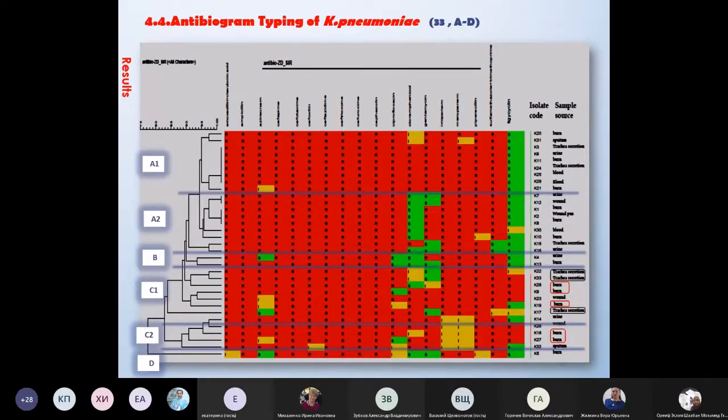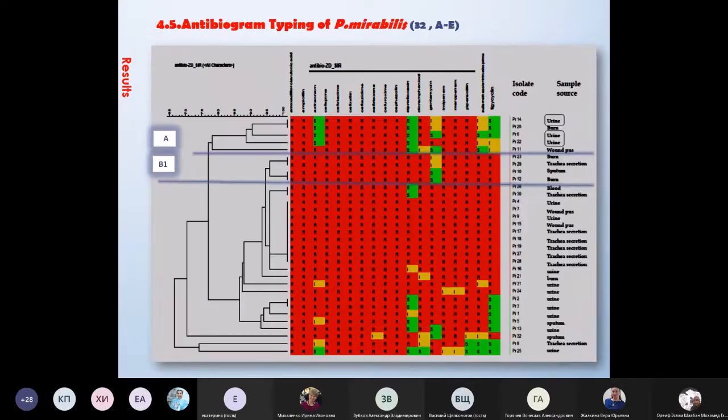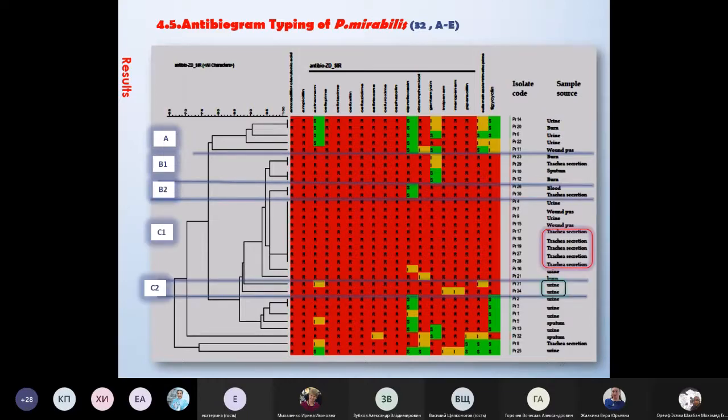The antibiogram typing of Klebsiella pneumoniae. This cluster typing showed a relationship between the resistant strain and their source of isolation. And this is the antibiogram of Proteus mirabilis. All of these bacteria are resistant, gram-negative and highly resistant bacteria. They are called multi-resistant bacteria.